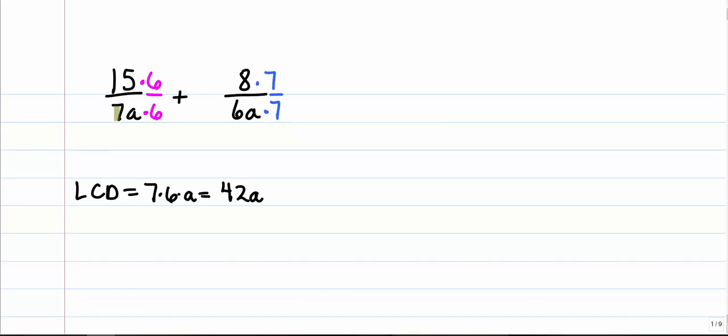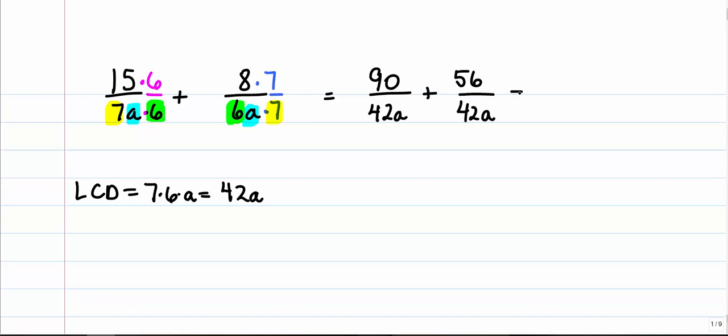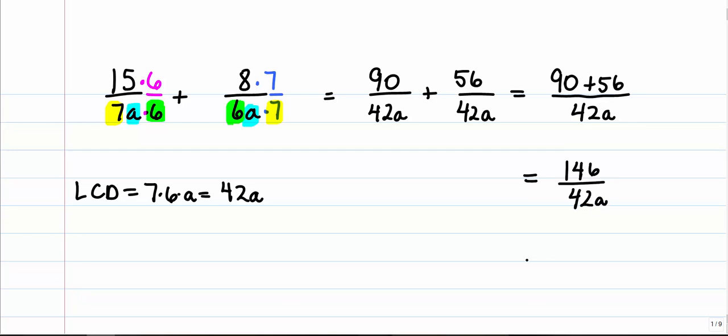I also want you to know this. Now both denominators have a 7, both denominators have an a, and both denominators have a 6. Right? So they're identical now. They have the same things, and I don't have too much of any one thing. They're just perfect. And so now when I multiply, we got 90 over 42a plus 56 over 42a. And so now I'm allowed to add my numerators and place it over my common denominator. So that's how I got 146 over 42a.